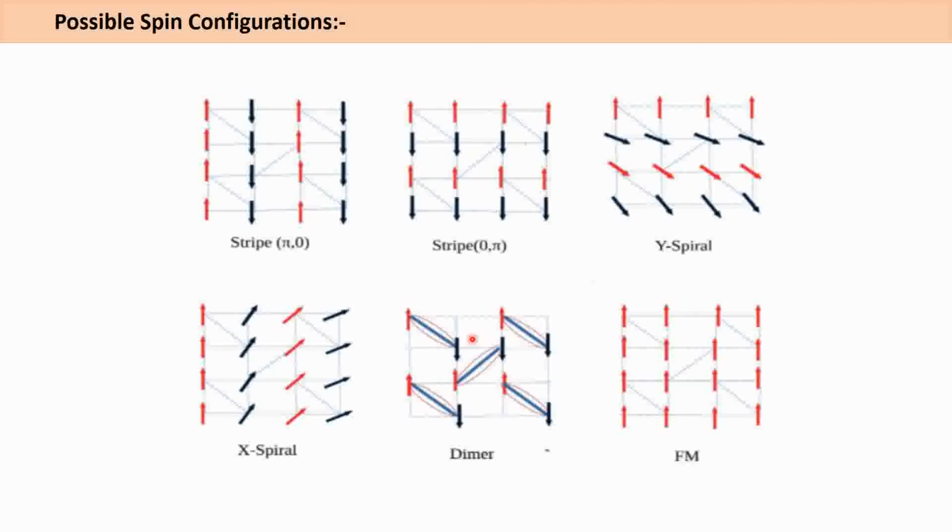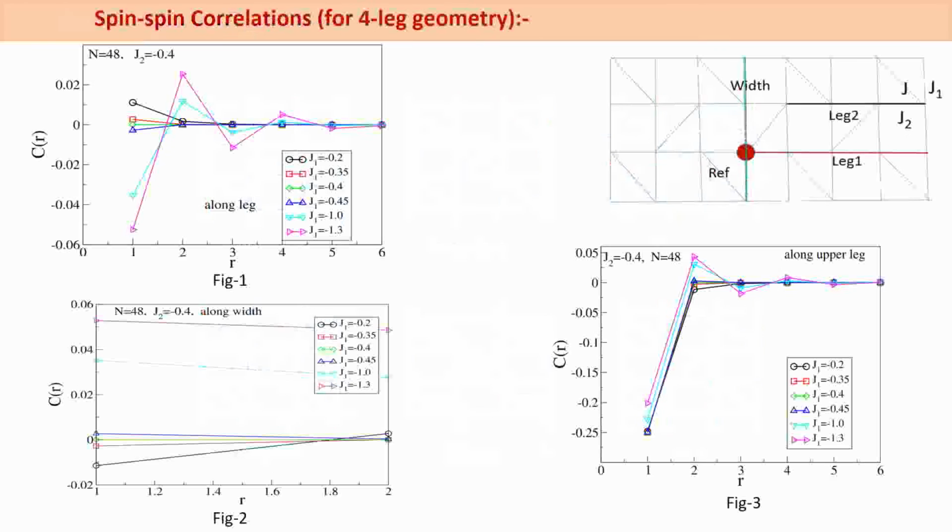So by observing these various patterns of the correlation functions, we have figured out 6 types of configuration. The first one is the stripe order, where antiferromagnetic alignment is observed along the leg and ferromagnetic alignment is observed along the width, and the stripe 0 pi is showing just the reverse situation. We have also observed the existence of x spiral and y spiral, a perfect dimer is formed here, and we have also got the ferromagnetic alignment.